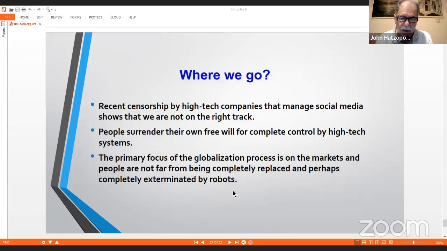Now, the primary focus of the globalization process is on the markets, and people are not far from being completely replaced by, and perhaps completely exterminated by, the robots. I don't know if artificial intelligence, etc., and high tech has already taken control, but we are approaching that point.